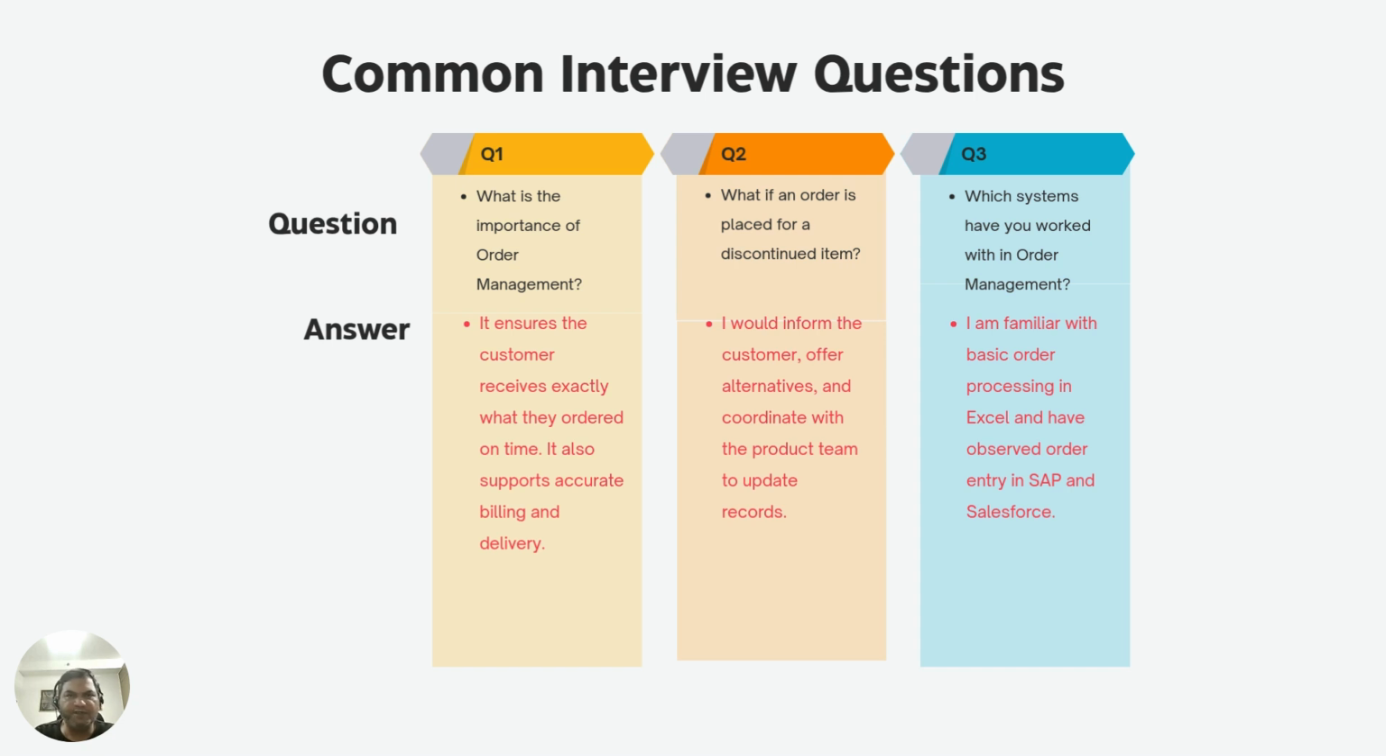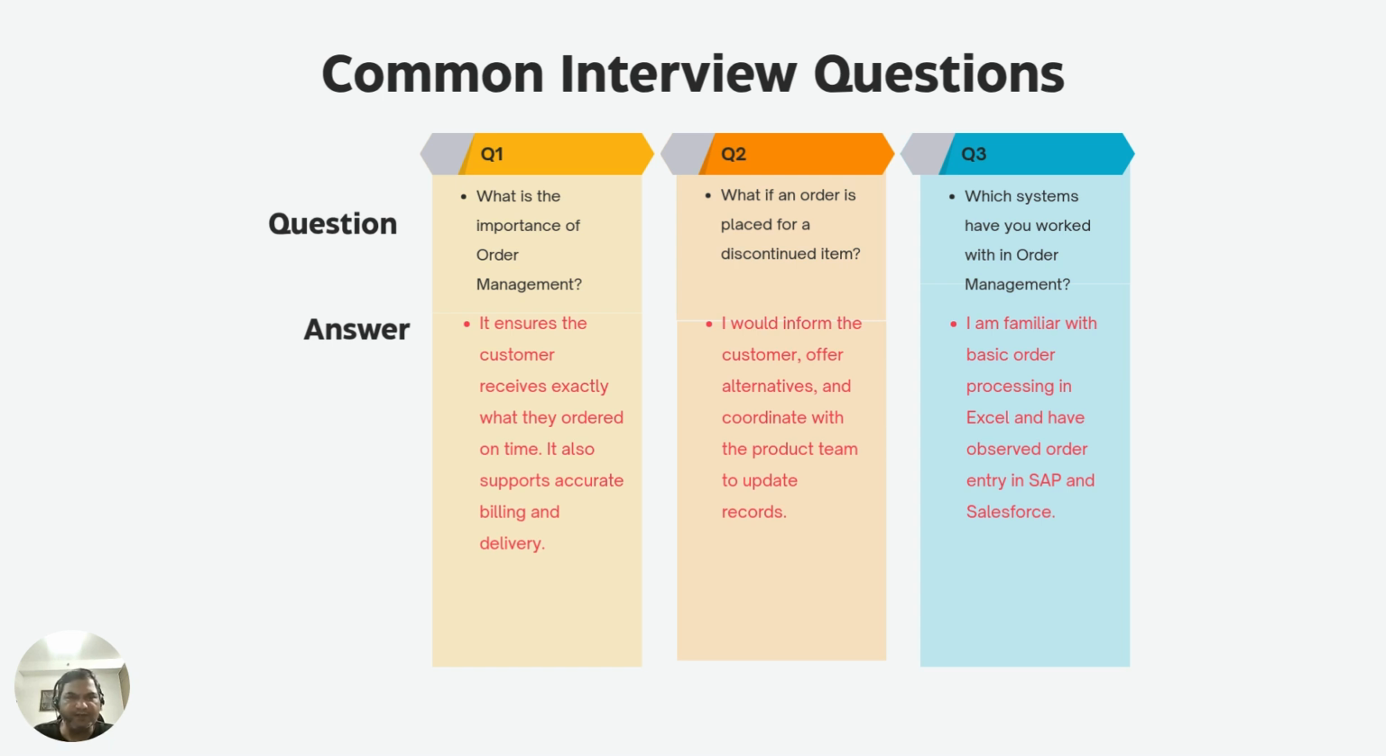The second question that you can expect is, what if an order is placed for a discontinued item? Which means that the order that you have received includes items which are either discontinued or you don't have with you. The way you can answer is, I would inform the customer, offer alternates, and coordinate with the product team to update records.